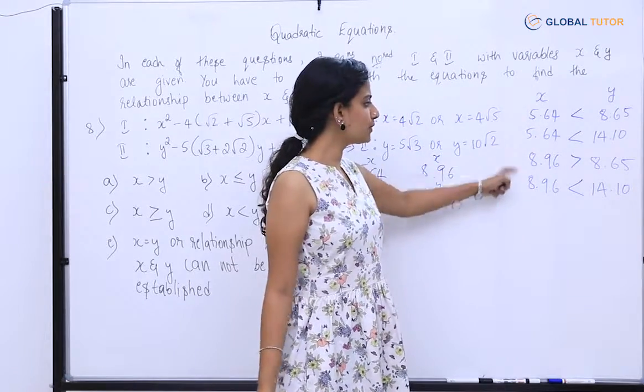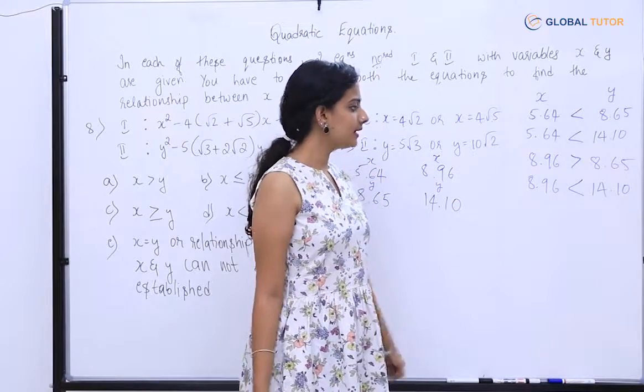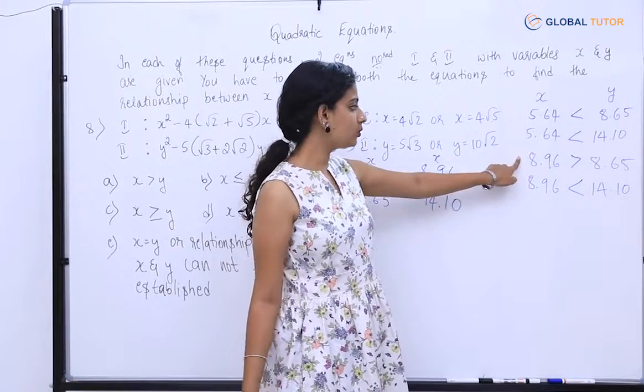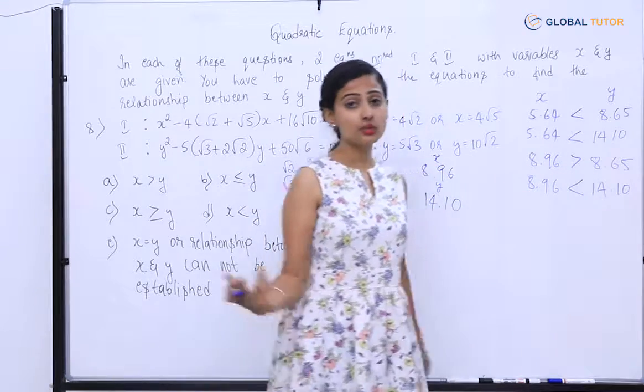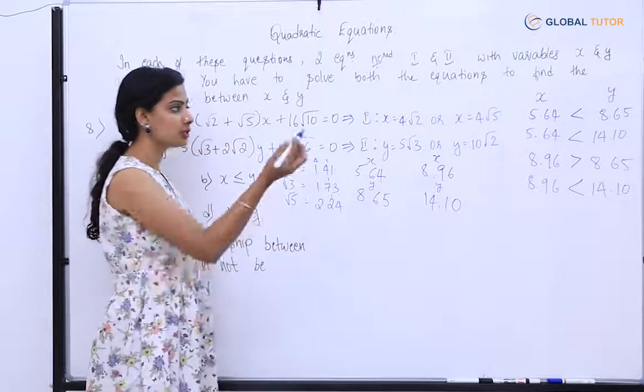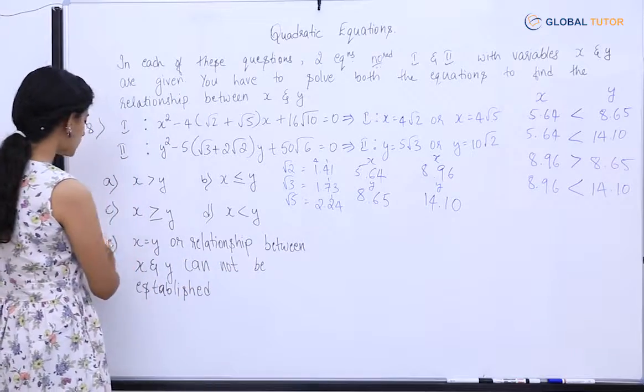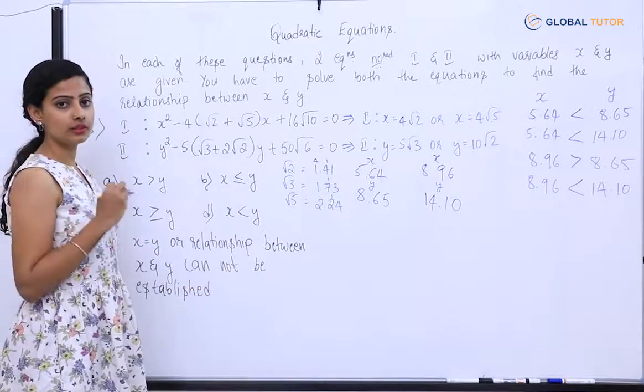If you observe, for some values x is less than y and for some values x is greater than y, which means we cannot establish any relationship between x and y. So option E is the right answer for this particular question. In today's episode, we have solved two interesting questions based on quadratic equations. I hope you have all understood, and remember, these kinds of questions do appear in competitive exams.